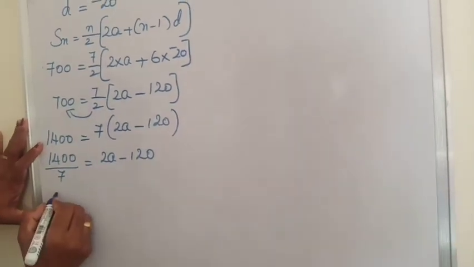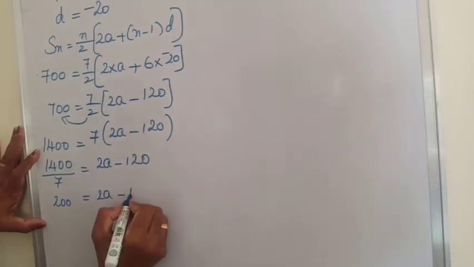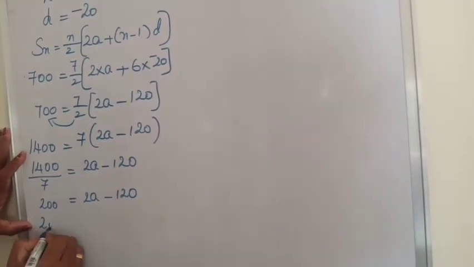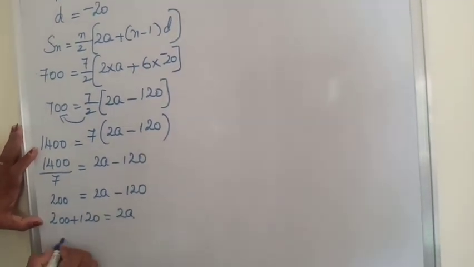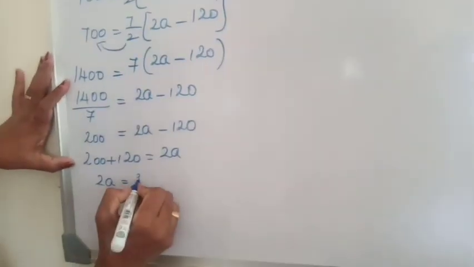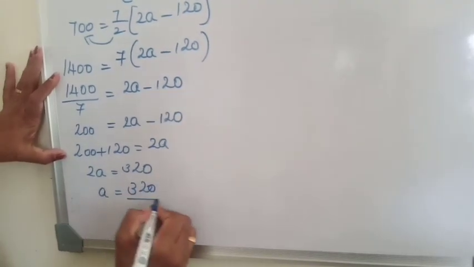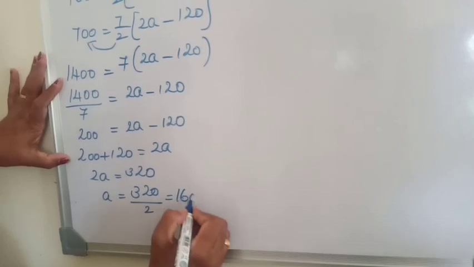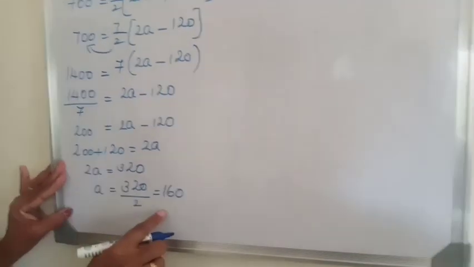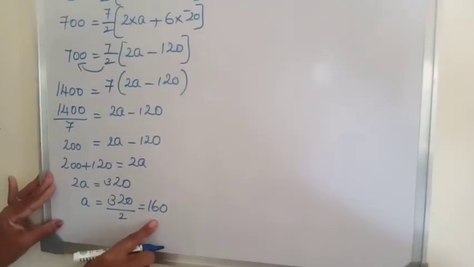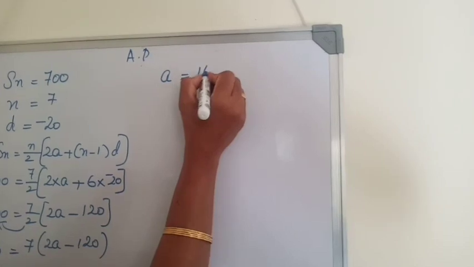So we'll cancel, we will get 200. 200 is equal to 2a minus 120. 200 plus 120 is equal to 2a. 2a equals 320. A equals 320 by 2 equals 160. So what is A? A is the first term of the AP. So here the amount for the first price is 160 rupees. That is A. First term A is 160.